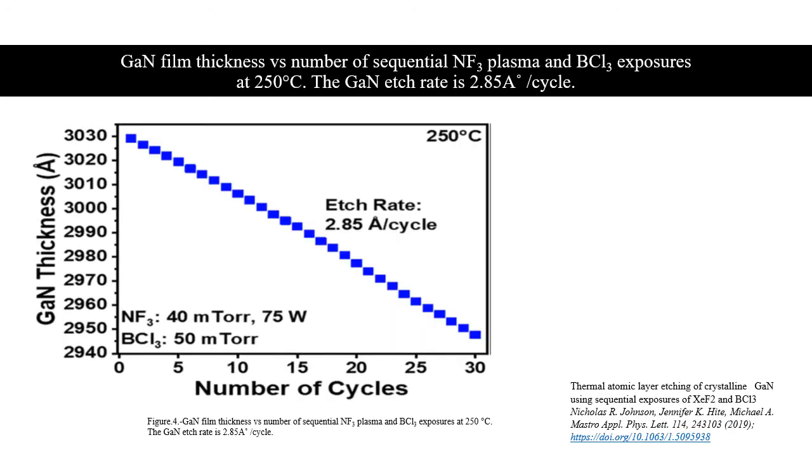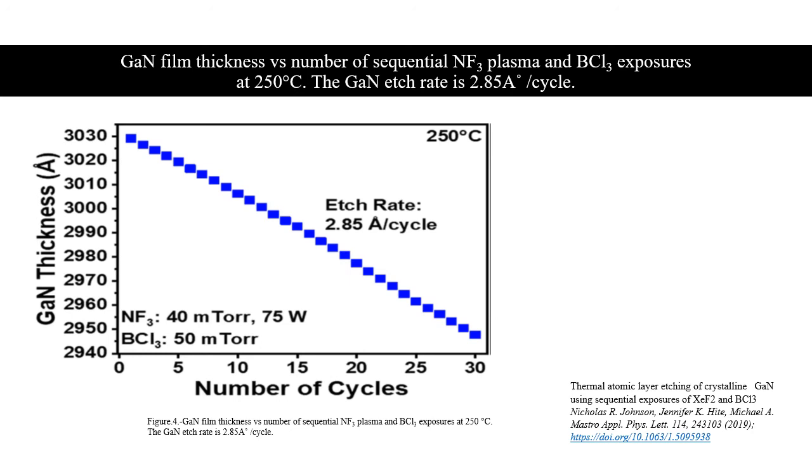Additional experiments were performed using HF and SF4 as fluorination reactants for gallium nitride. Thermodynamically, they could fluorinate gallium nitride to gallium fluoride, but there was no evidence that the gallium nitride was etched even after 20 cycles.